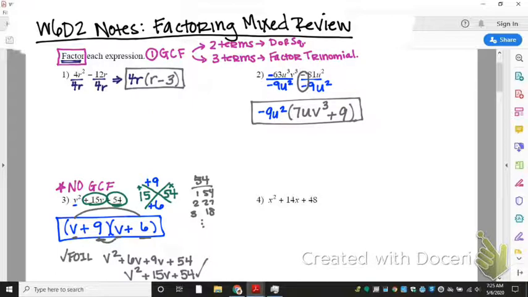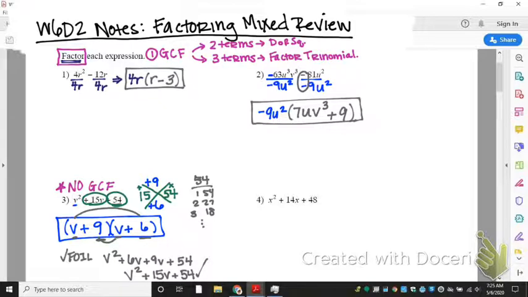For number 4, we have x squared plus 14x plus 48. Again, we do not have a greatest common factor. Even though it looks like we could divide everything by 2, we cannot, because x squared does not have a factor of 2. You can't divide x squared by 2 and not have a fraction. So that means we have 3 terms.